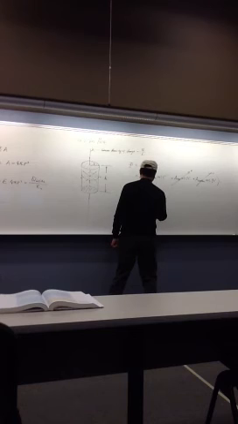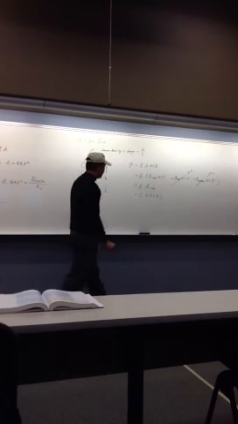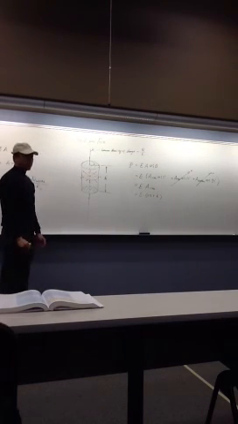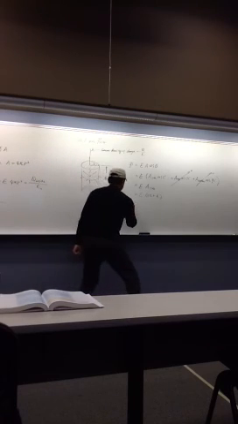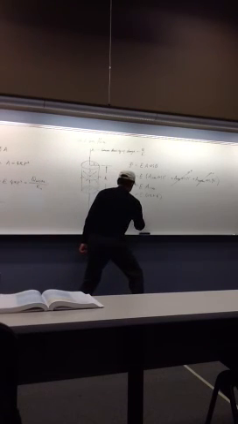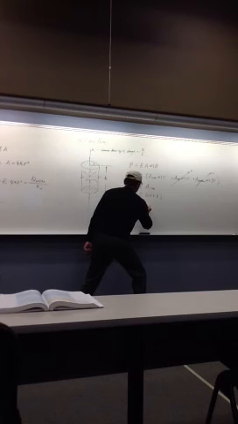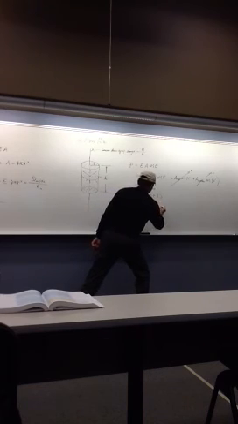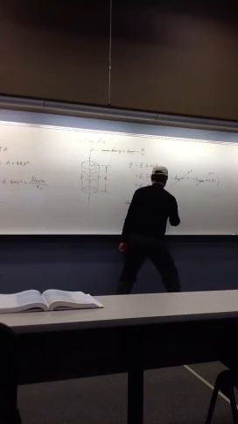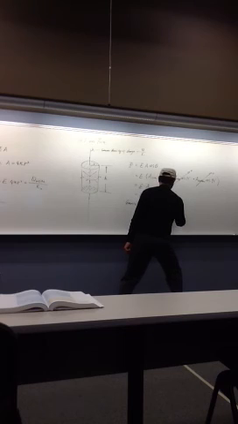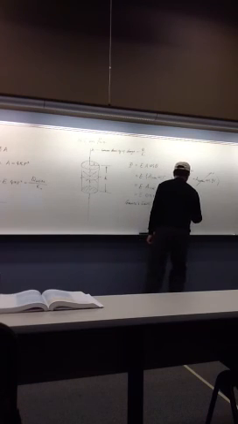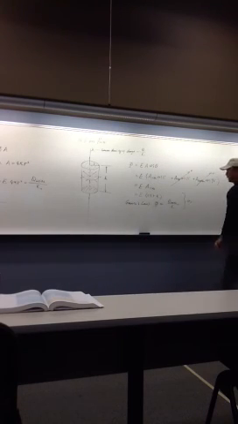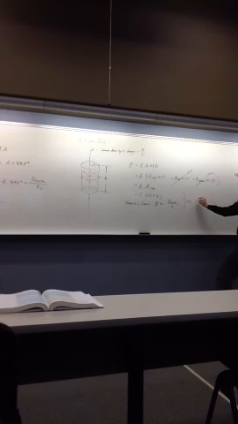Then you have Gauss's law. The flux equals Q inside divided by epsilon 0. Therefore, here you will have E times 2 pi r h equals Q inside.